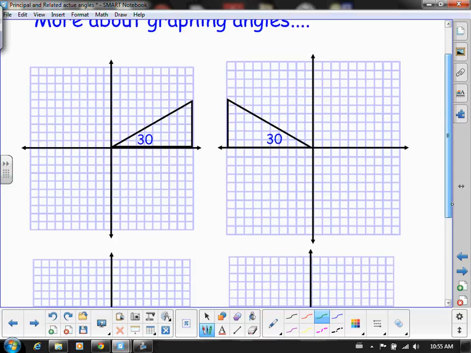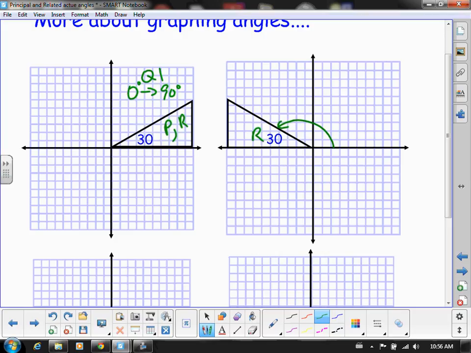So in this example, we're just going to look at all four possibilities. So here, this is your principal angle and your related acute. So I'm just going to put the P and the R with it. So this is in quadrant 1. If you have an angle between 0 and 90 degrees, your related acute and your principal are going to be the same value. Now in this example, we have 30 over in this location. So this is my related acute.